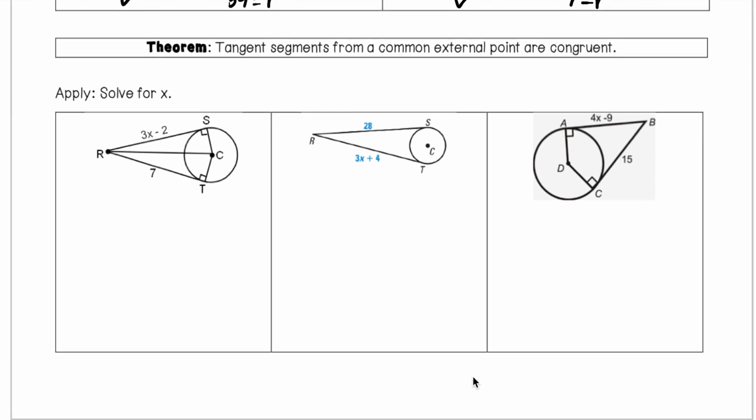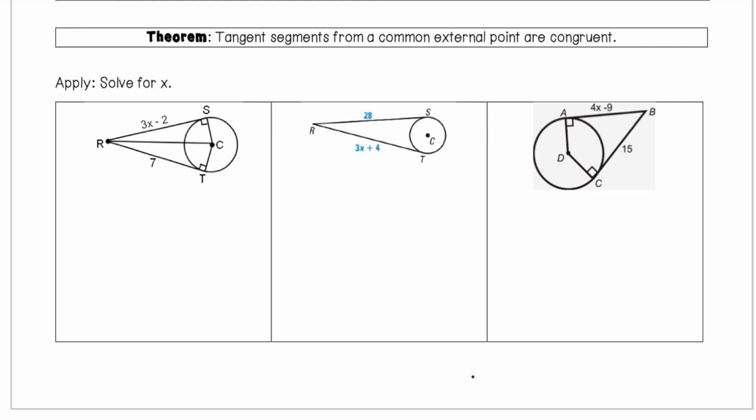Finally, we're looking at a theorem that states tangent segments coming from a common external point are always congruent. So in these diagrams, we have the point R that has two segments coming off of it, RT and RS, and we can see that each of those are marked with a right angle, meaning that those segments are tangent to the circle. Since they're coming from the common endpoint R, that makes these two segments congruent.